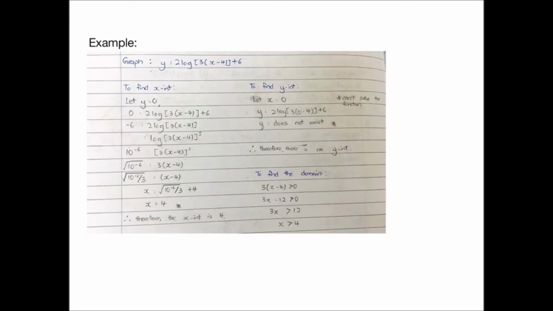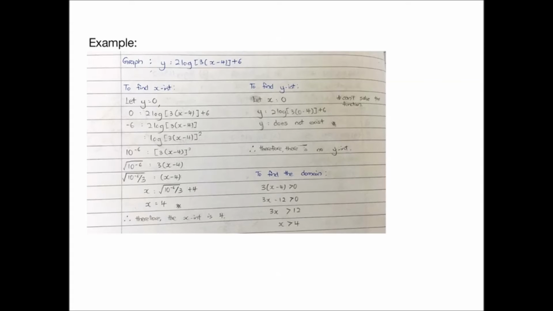At the end of it, we have to move the square root of 10 to the power of negative 6 over 3 to the right side and x to the left side. And then it will be x equals to square root of 10 to the power of negative 6 over 3 plus 4. And it will be equals to 4. Therefore, the x-intercept is 4.